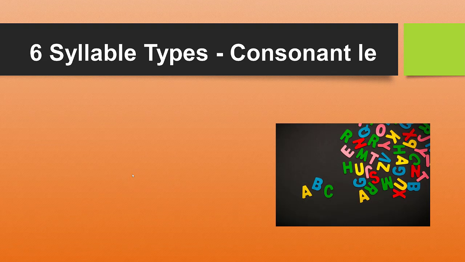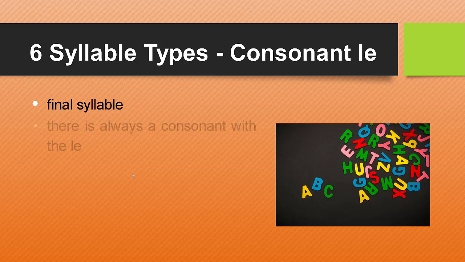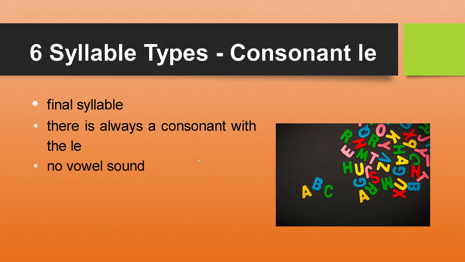Our next syllable type is consonant LE. So in a consonant LE, this is always the final syllable in a word. You will never see consonant LE in the middle or beginning of a word. And there is always a consonant that goes with the LE. The LE is never alone. And what's weird is there's not a vowel sound, but there kind of is. If I say table, notice how we hear the sound in there. So there's not a true standalone vowel sound, but there's still one there to some extent. So the LE is a little funny that way.